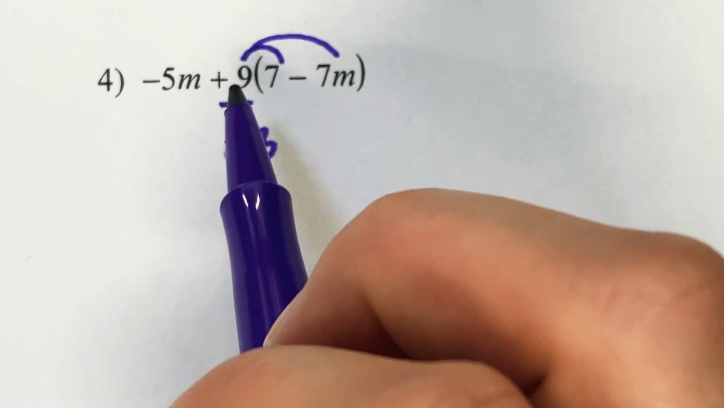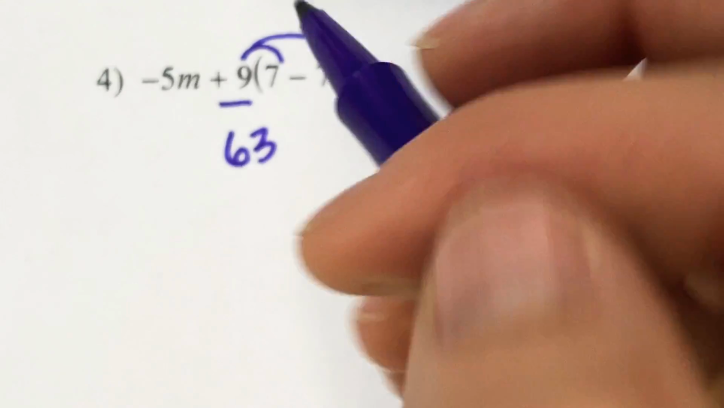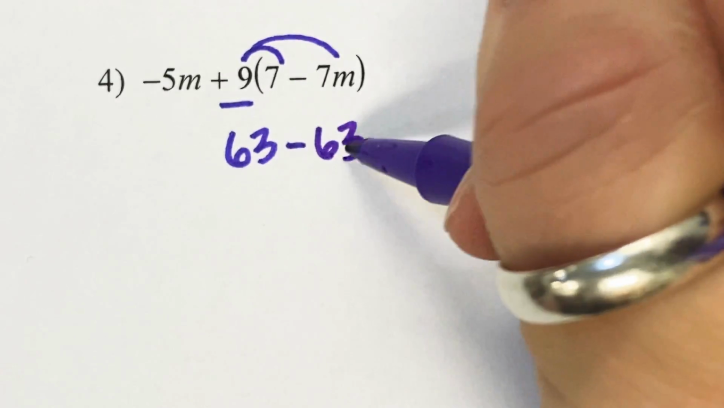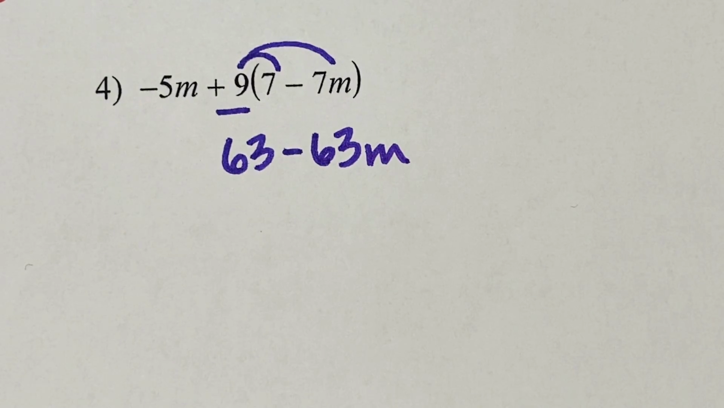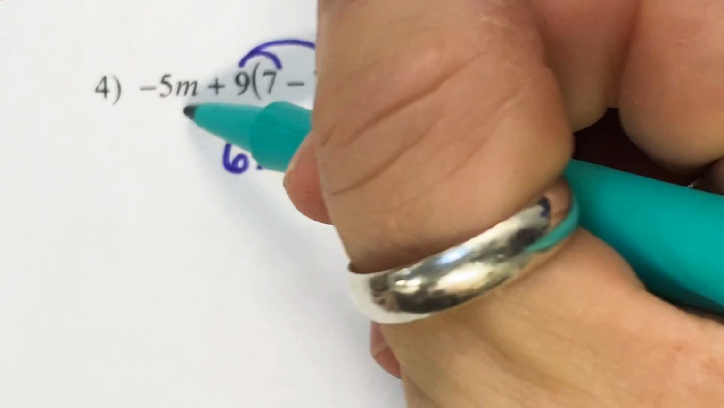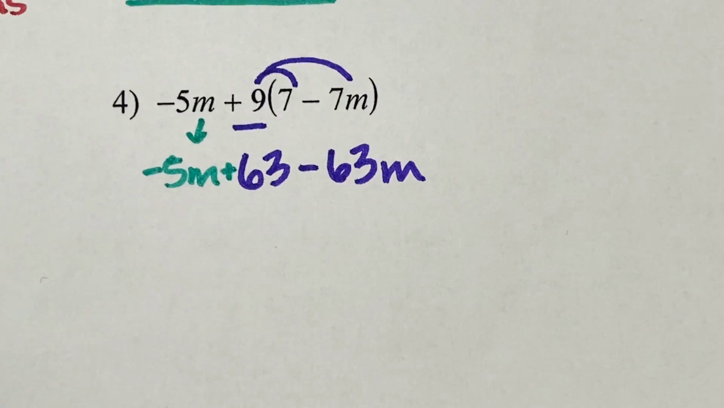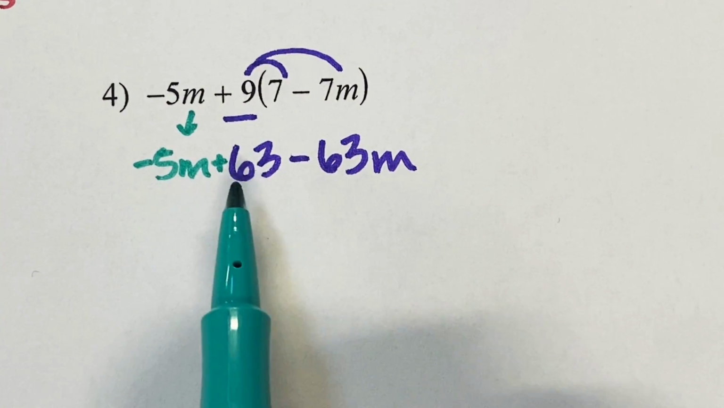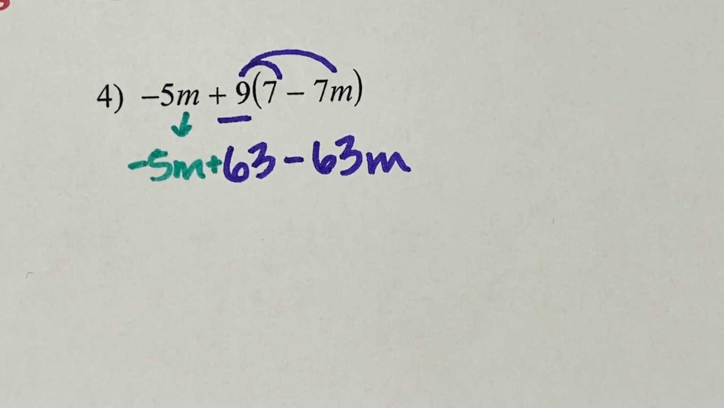Then I have a 9 times -7m. So 9 times -7, so -63 with the 1m. Okay, so we distributed. Now we need to bring down our -5m so we can combine like terms. Since that was a +63, I always add that addition sign in there. So what are my terms that I can combine? What are my like terms?